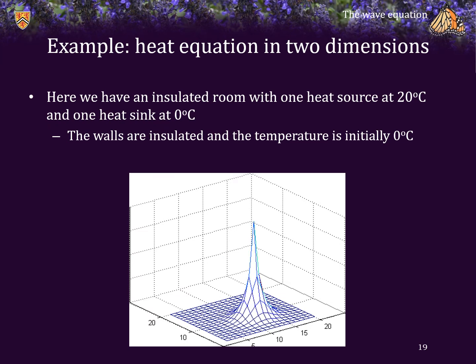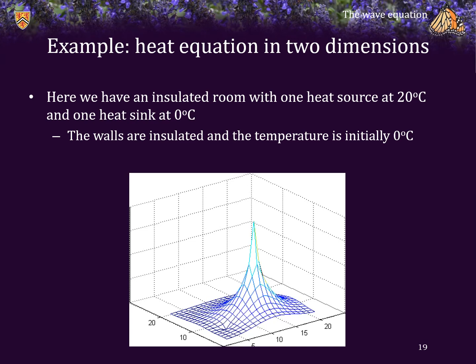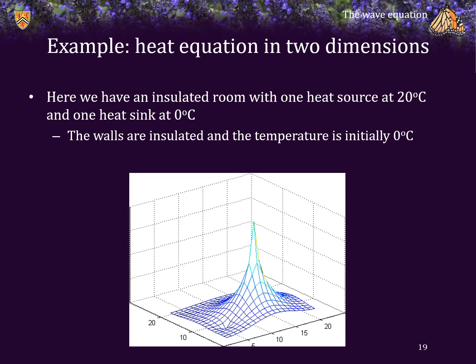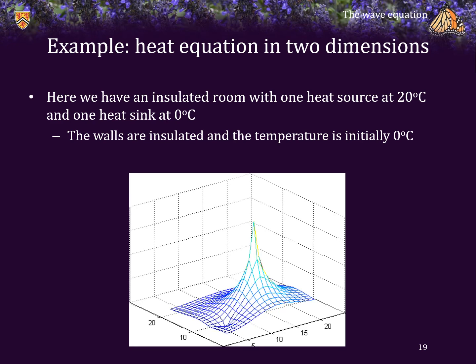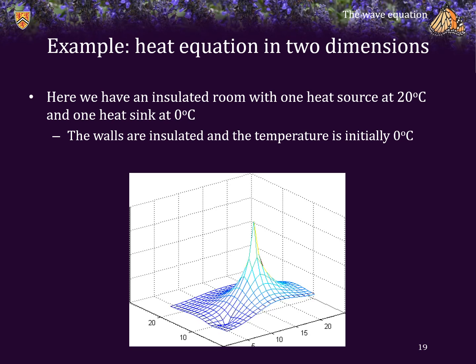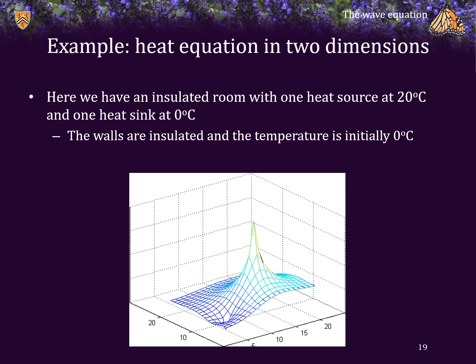All right, here we have an insulated room with a single heat source that you can already see that is at 20 degrees Celsius and a heat sink, or say an air conditioning unit, that is maintained at 0 degrees. You can see that point there too. The walls are insulated and the room is initially at 0 degrees Celsius. But as you can see, the temperature in the room is slowly increasing. And of course, it is increasing more further away from the heat sink and closer to the heat source.